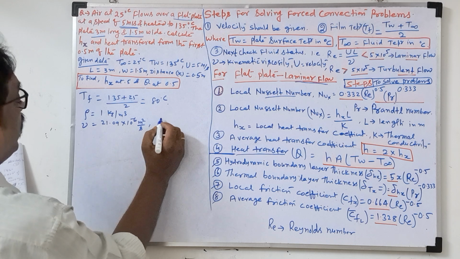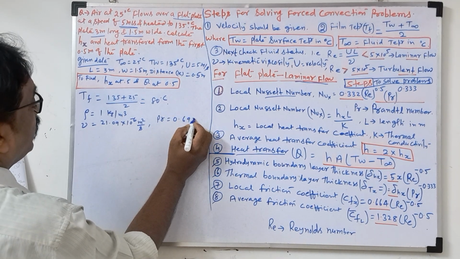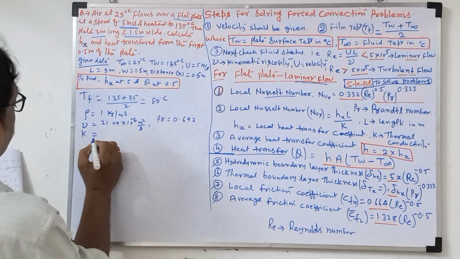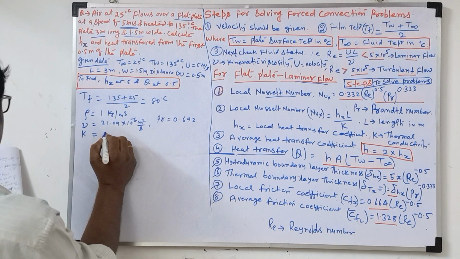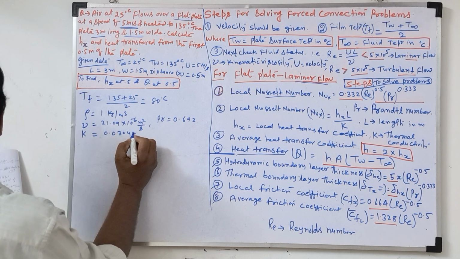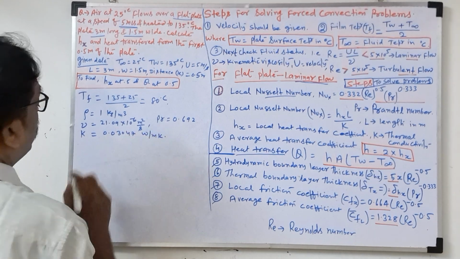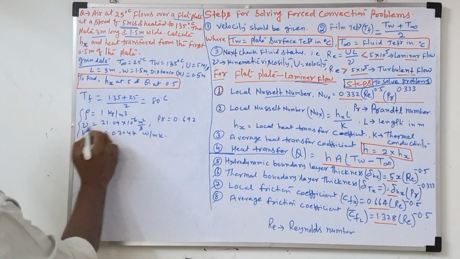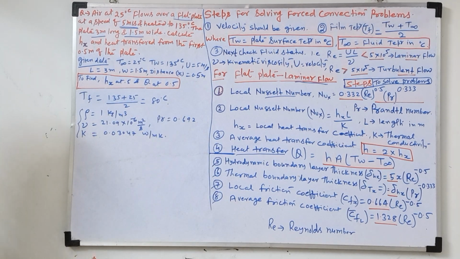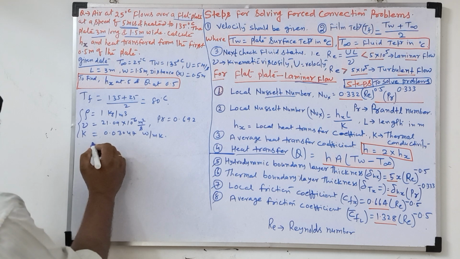Then Prandtl number will be 0.692. Then thermal conductivity will be 0.03047. This unit is watt per meter Kelvin. This value we will take from the data book at 80 degrees Celsius. Once we see these values from the data book, now we will write the status of the fluid.